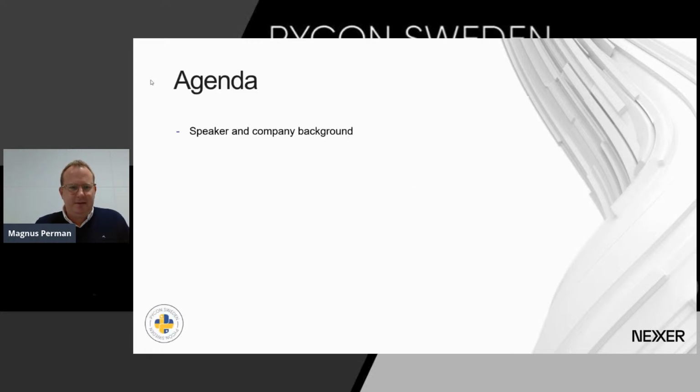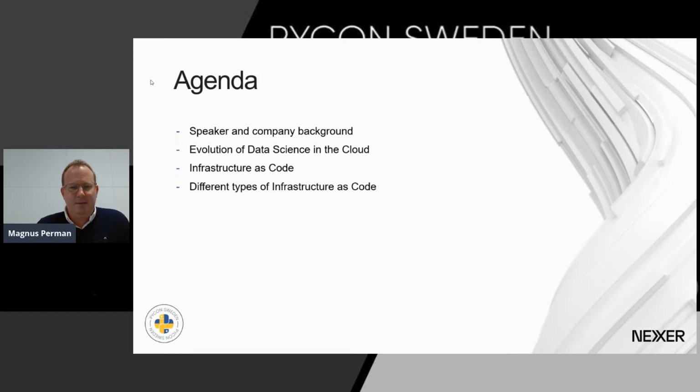I will start by introducing myself a bit and the company I work for, Nexer. Then we'll dive into the evolution of data science in the cloud, how cloud has progressed data science during the last couple of years. And then we'll connect this to infrastructure as code, which is our main topic, of course. We'll look at different types of infrastructure as code, because there are a couple of different ways you can present your infrastructure as code. And how does Python fit into all this? Because we're at PyCon, so of course Python is our main objective here.